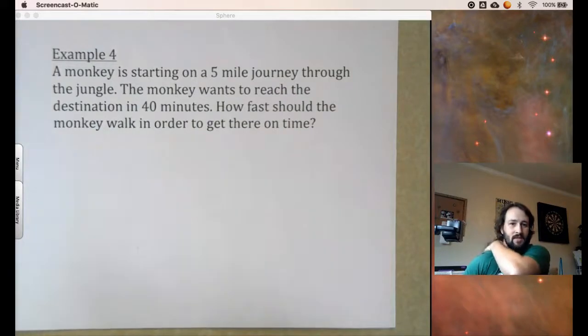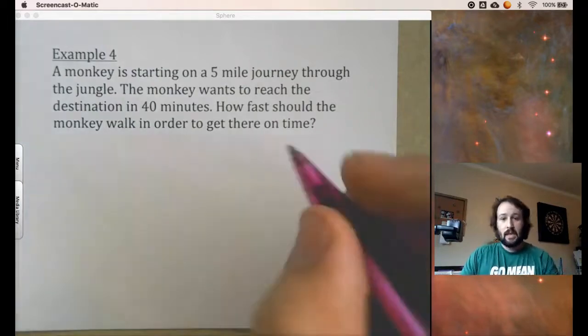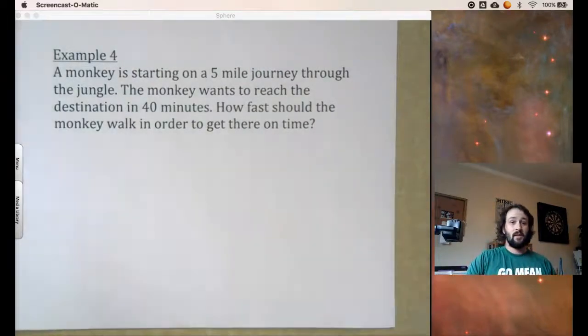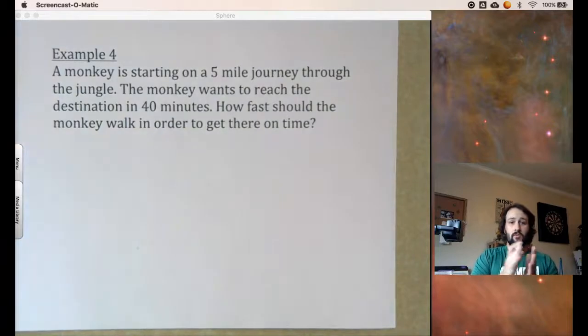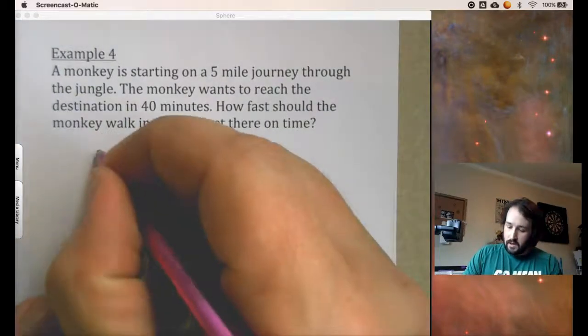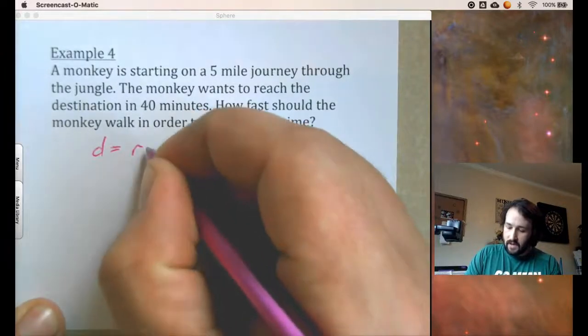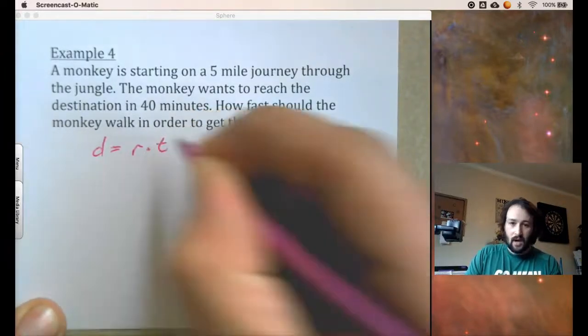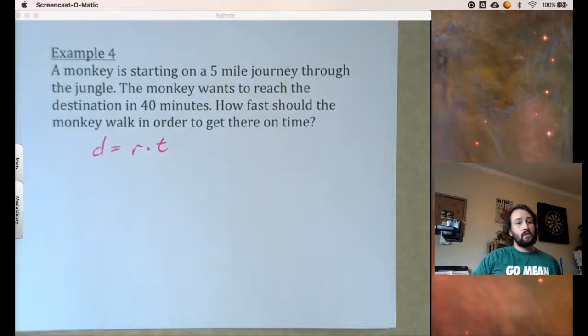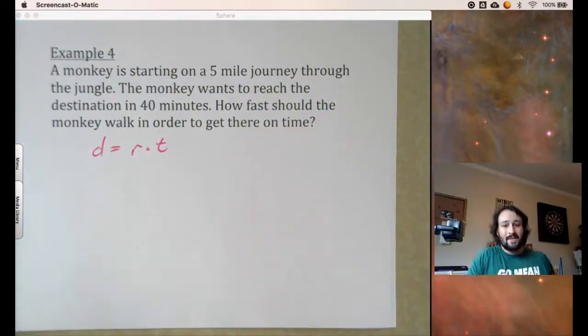The monkey wants to reach his destination in 40 minutes. How fast should the monkey walk in order to get there on time? So here we have to think about this one, because in order to go somewhere, the amount of distance that we travel is equal to how fast we are traveling for how long. So we're going to use this equation, distance equals rate times time.